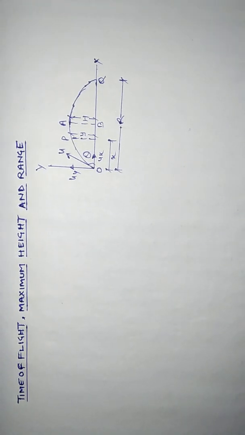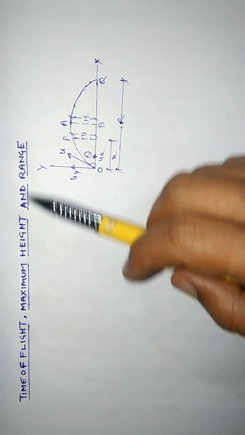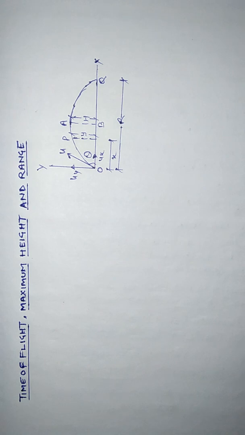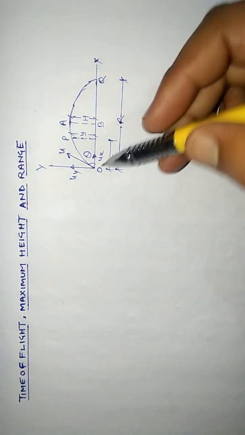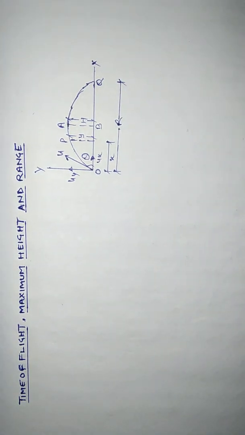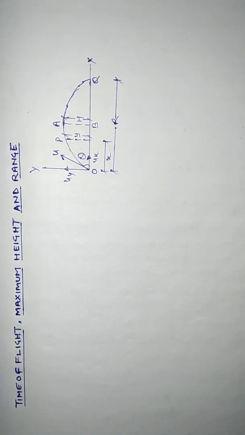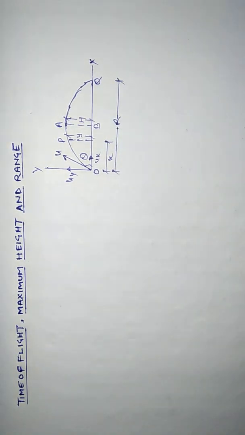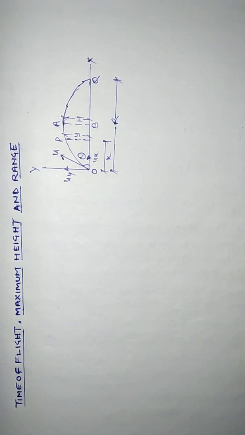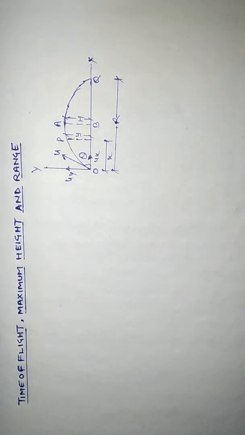Good morning, students. Today I am going to discuss the time of flight, maximum height, and range of a projectile which is fired at an angle theta with the horizontal. In our last video, we discussed the path of the projectile which is fired at a certain angle from the horizontal, and it is parabolic. We have discussed its motion along horizontal as well as along vertical.